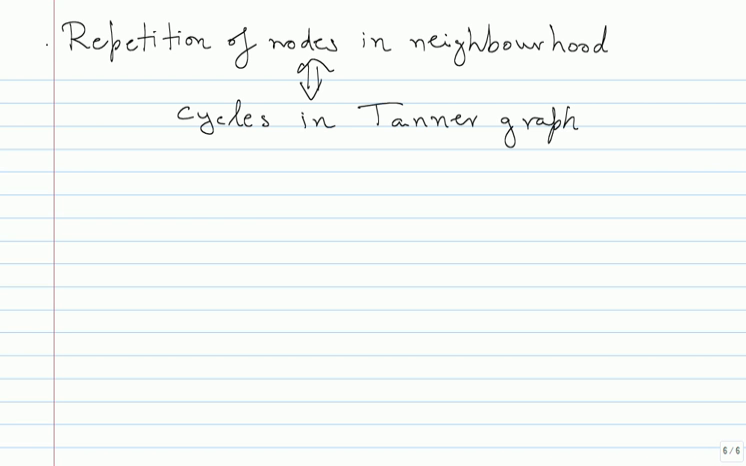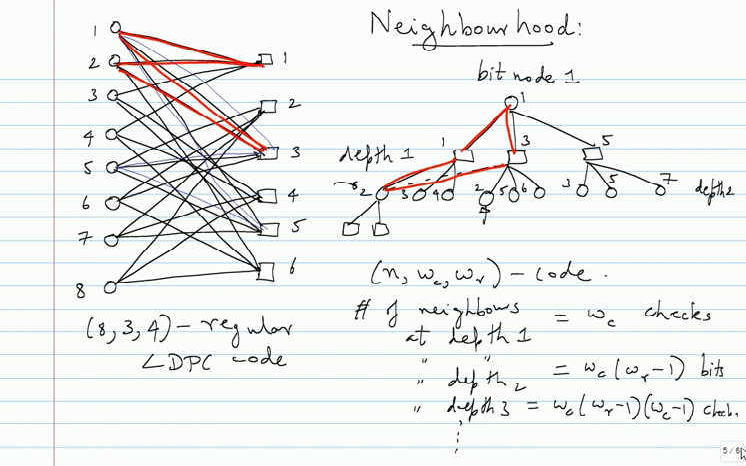The next observation I want to make is something about the depth at which the repetition occurs. If you imagine this a little bit carefully, it is related to the length of the cycle. What is the length of a cycle? The length of a cycle is the number of edges in it. Here the repetition occurred at depth 2, which means you will have 4 edges in your cycle. Bit node repetition can happen only at even depths, right? It can happen only at depth 2 or depth 4 and so on. But you can also have check node repetition before that.